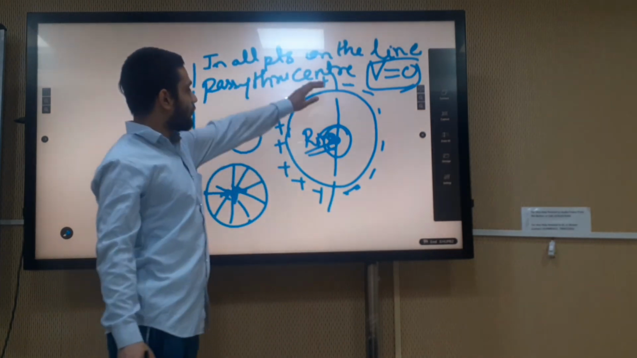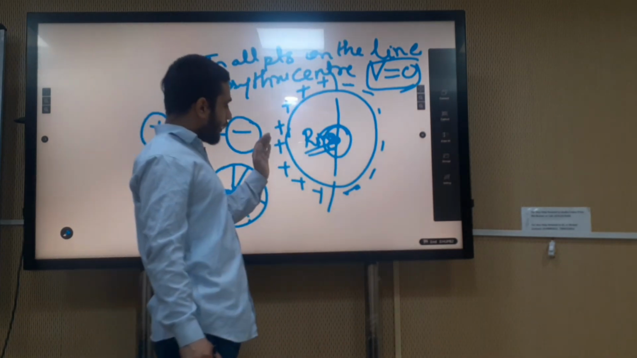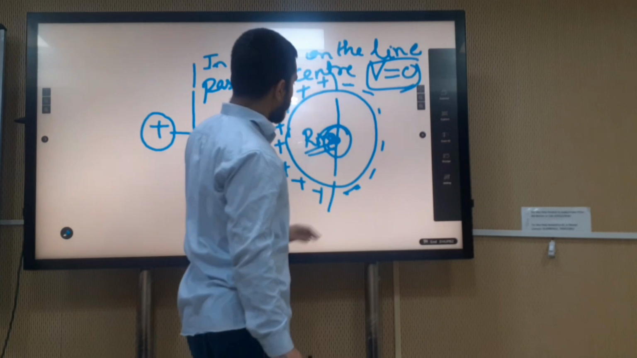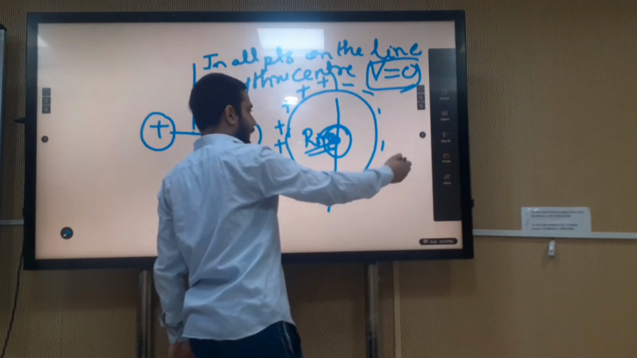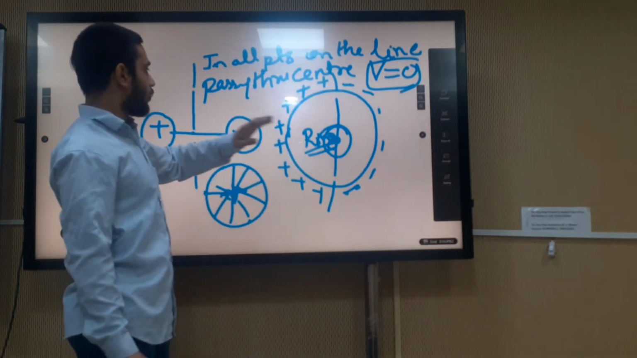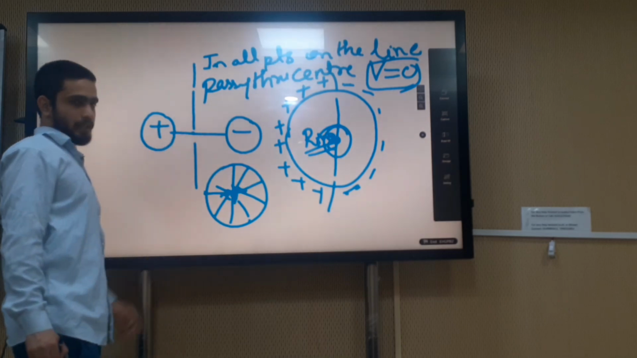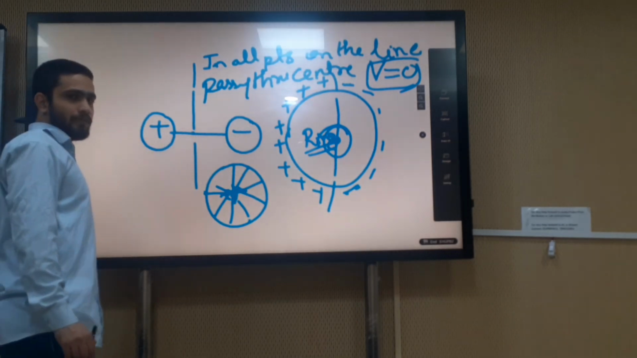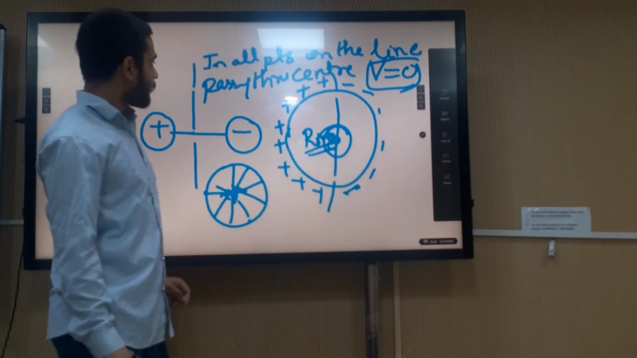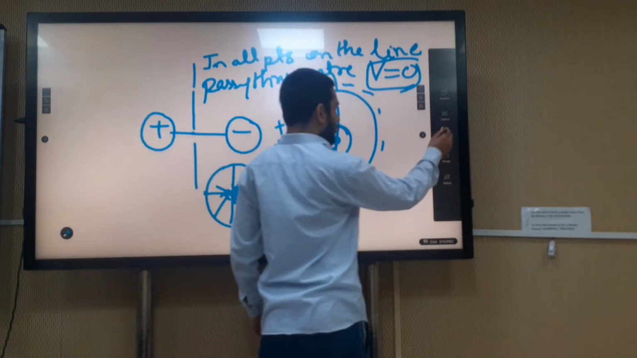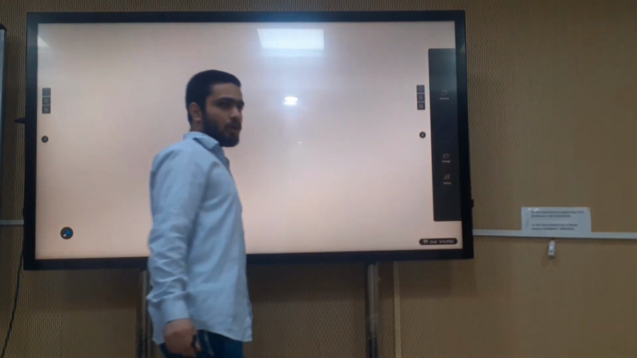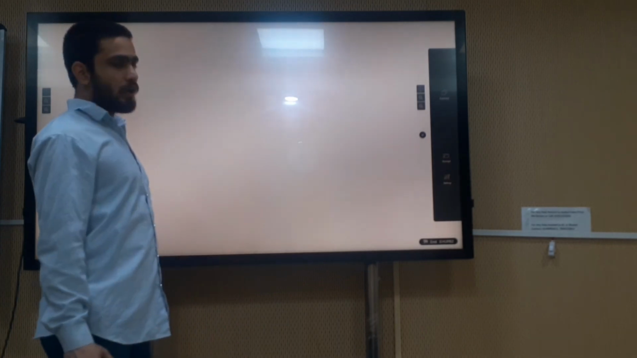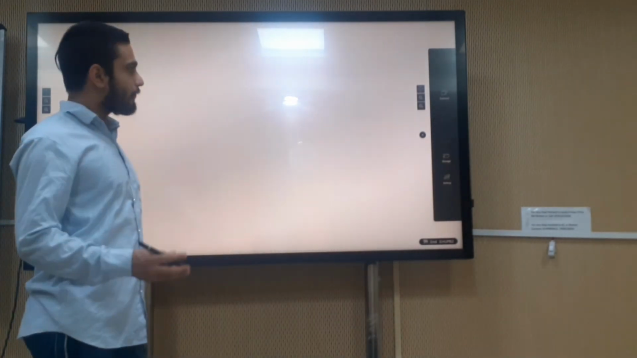So there is a positively charged ring which is on the left hand side, and the negatively charged ring is on the right hand side. Okay, so the electric potential on the line passing through the center will be equal to 0. So this is a very important question which can be asked. So like this we can solve what is the value of the electric potential on the different places.